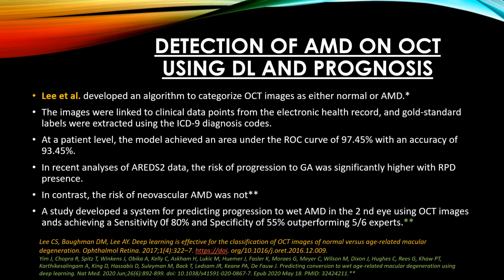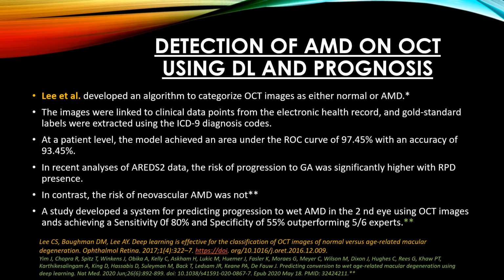So these images were linked to clinical data points from the electronic health record, and gold standard labels were extracted using the International Classification of Disease 9 diagnosis codes. At a patient level, the model achieved an area under the ROC curve of 97.45% with an accuracy of 93.45%, which is really good.